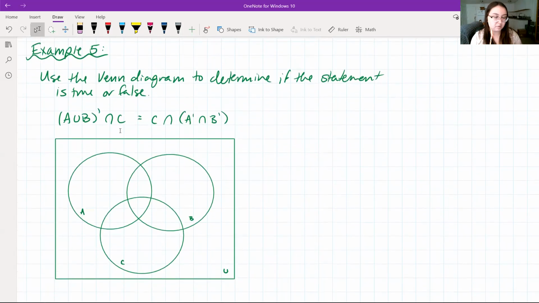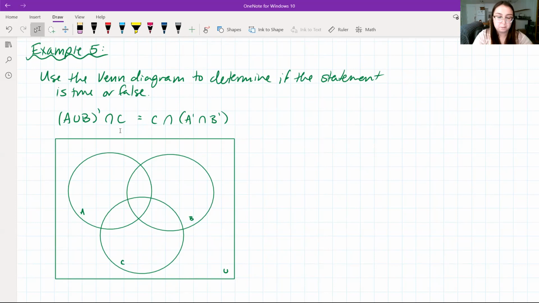All right, and for example 5, we want to use the Venn diagram to determine if the statement is true or false. So this essentially is just telling us that we can use this Venn diagram to determine if the statement is true or false. The shading in of the Venn diagram actually doesn't matter for the question. It just means that we can use the Venn diagram to see if this statement is true or false. So we always want to start first with our parentheses.